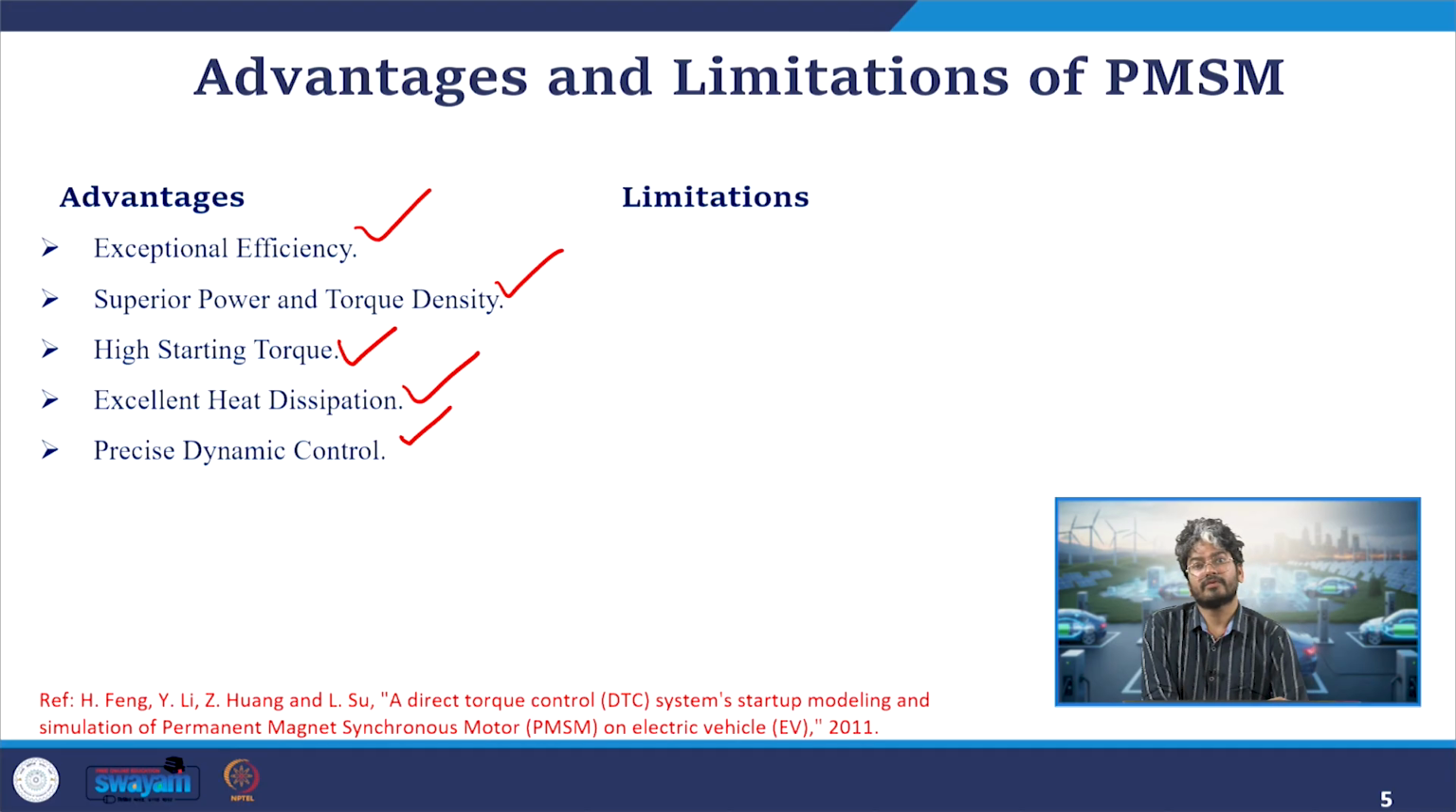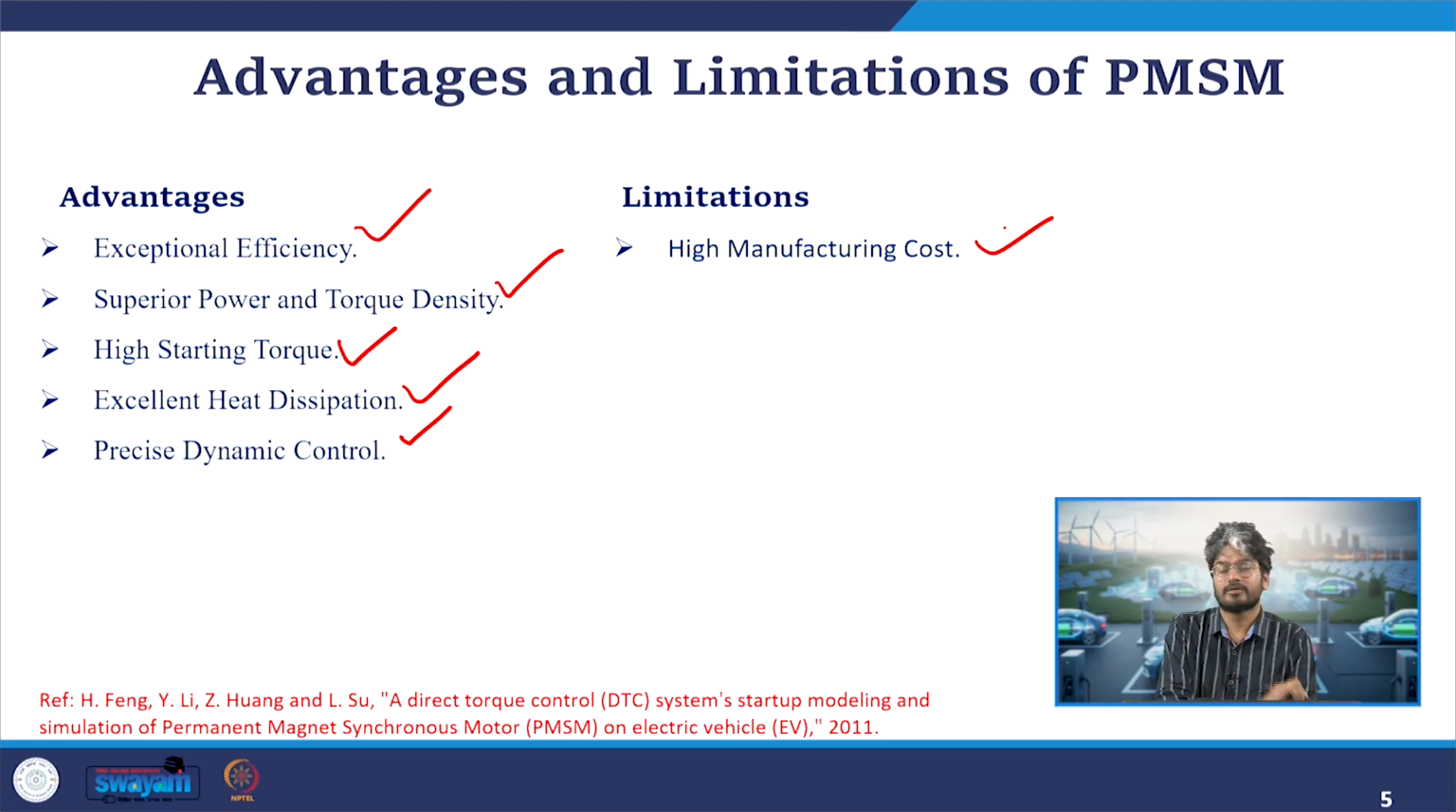Then everything comes with some type of limitation. So what will be the limitation of our PMSM? First is high manufacturing cost. We have discussed this multiple times. Because of the use of permanent magnets, its cost will be higher.